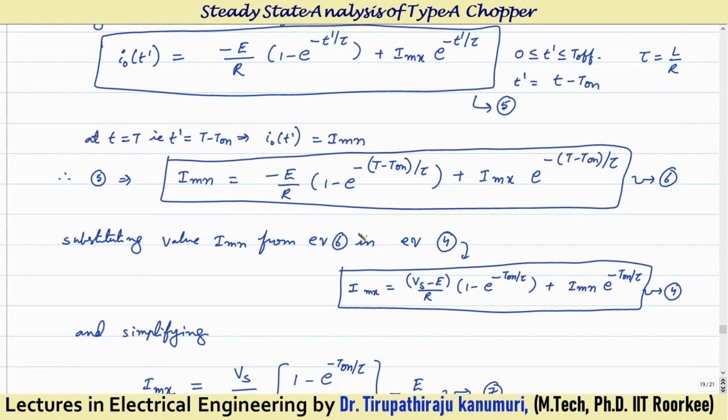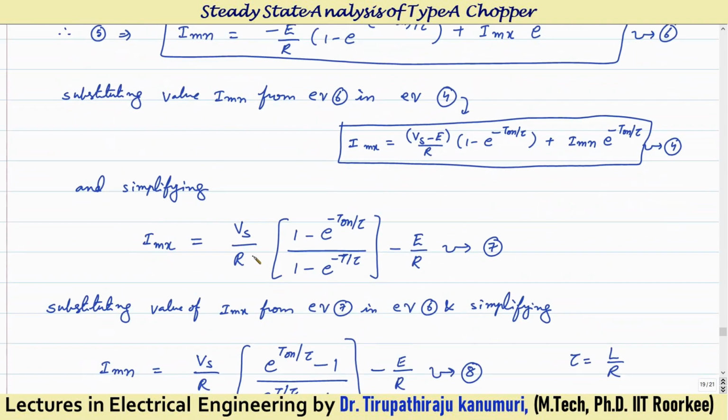So I want to simplify them so that they are independent of each other. What I can do is substitute this I min from equation number 6 into equation number 4, so that the entire equation becomes in terms of the maximum value. When I substitute and simplify, I am directly writing the equation: I max will be equal to Vs by R into 1 minus e to the power of minus T on by tau, divided by 1 minus e to the power of minus T by tau, minus E by R. This is the value of the maximum current.